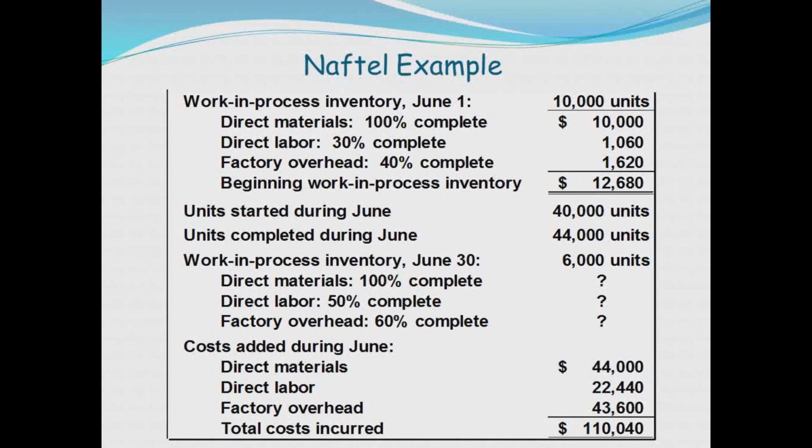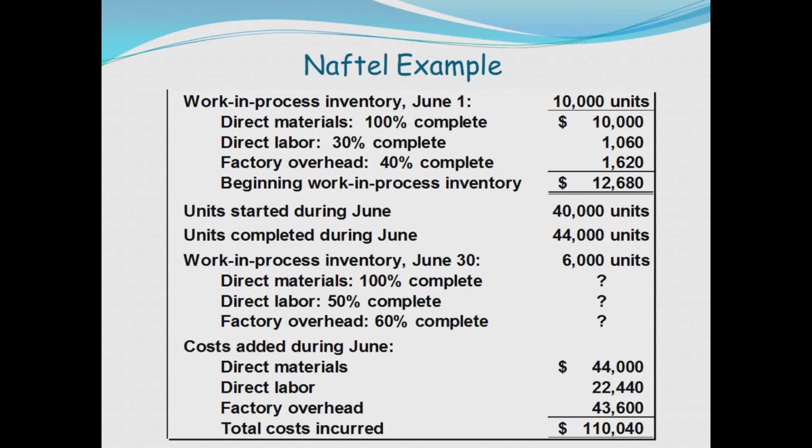They're bringing 10,000 units in, and direct materials for the units brought in was $10,000, 100% complete. Direct labor was $1,060, and overhead was $1,620, 40% complete. That's given. So the total beginning inventory was $12,680.